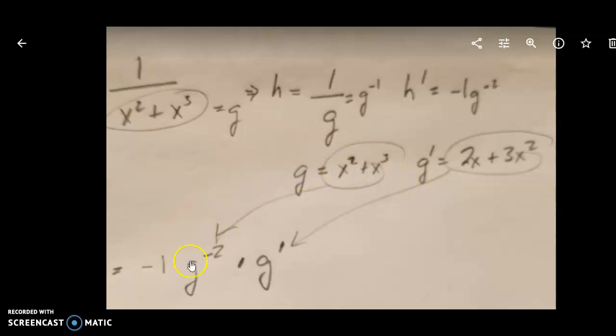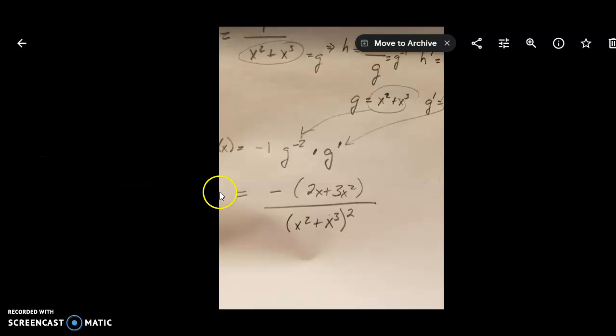And then I can just fill in g and g prime, and since it's a negative 2, I can move it to the bottom and make it positive 2. So x squared plus x cubed, quantity squared, is going to be on the bottom, and the derivative of the original function is up there on the top. This is going to be very, very useful when we get to integration.